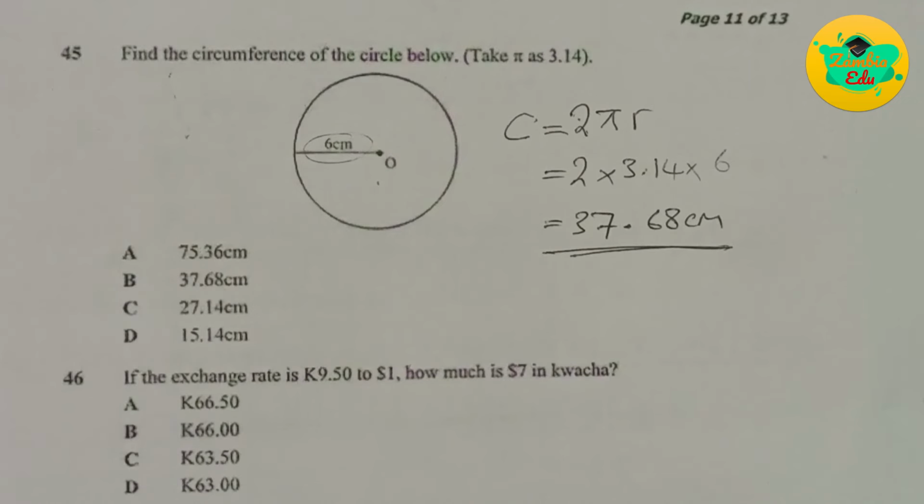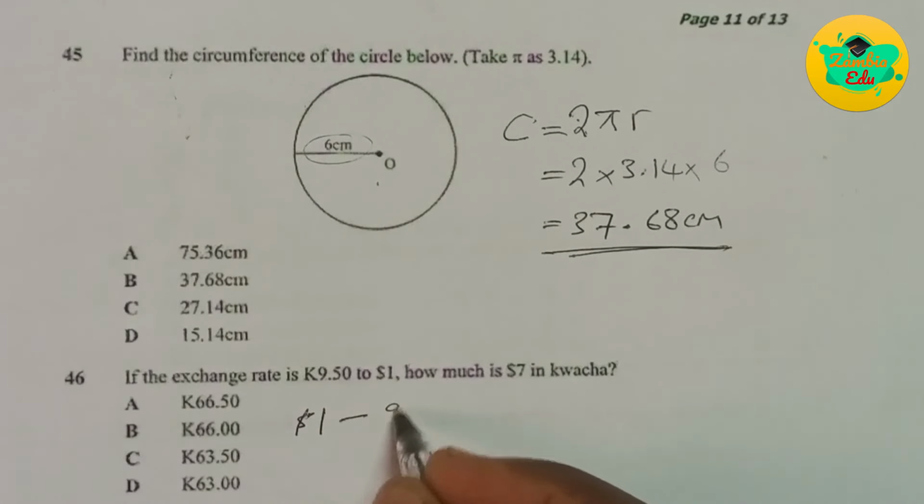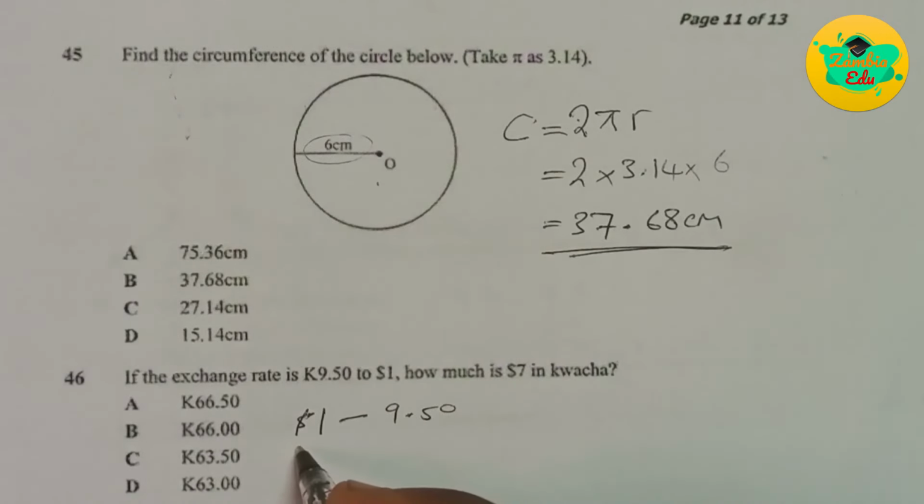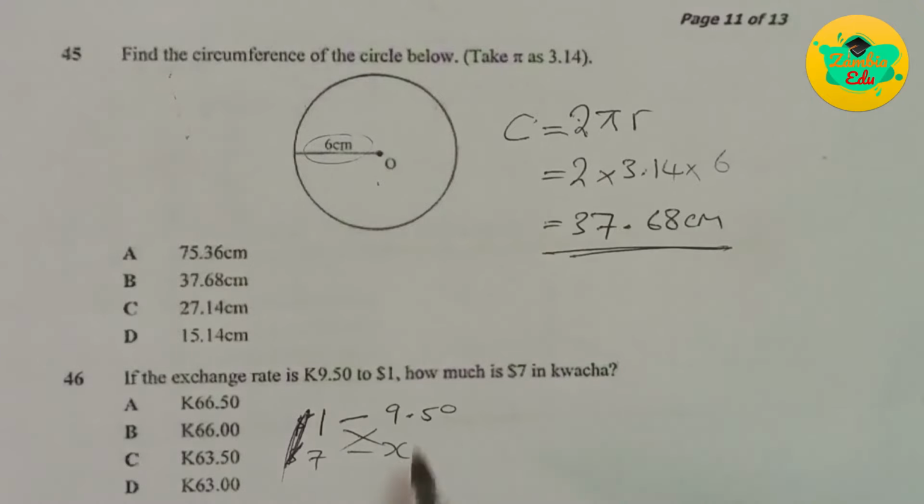We go to question 46, and question 46 says, if the exchange rate is 9.5 kwacha to $1, how much is $7 in kwacha? So we have been told that if $1 is equal to 9.5 kwacha, how much will $7 be in kwacha? So we can cancel out the dollar there and let's cross multiply. So we know our x should be equal to 7 times 9.5. And we see that $7 should be 66.5 kwacha. So we just use direct proportion to get that answer. So our answer is 66.5 kwacha, and that is shown as option A.